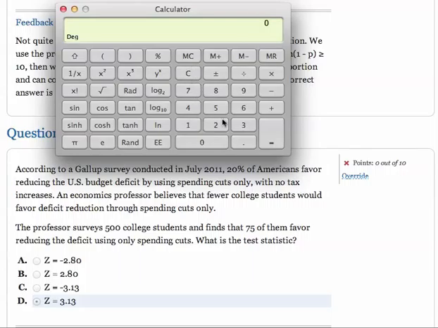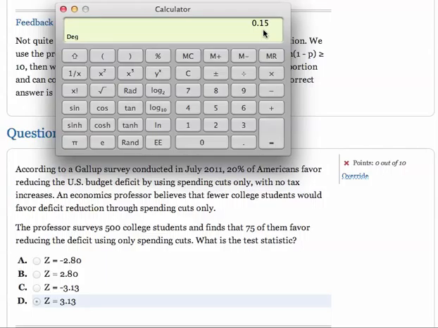And to do that, we need to calculate a square root. So the way this calculator works is first you put the number in and then you press the square root button. So the number I need to put in is p-hat times 1 minus p-hat divided by n, which is 500. Okay, now p-hat is 75 out of 500, so I'm going to do 75 divided by 500.